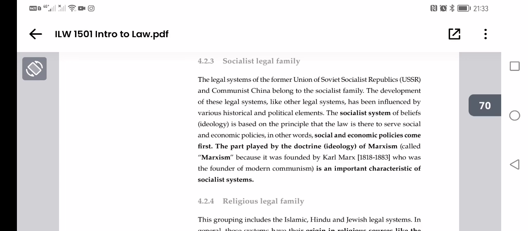The part played by the doctrine or ideology of Marxism, called Marxism because it was founded by Karl Marx, who was the founder of modern communism, is an important characteristic of the socialist system.